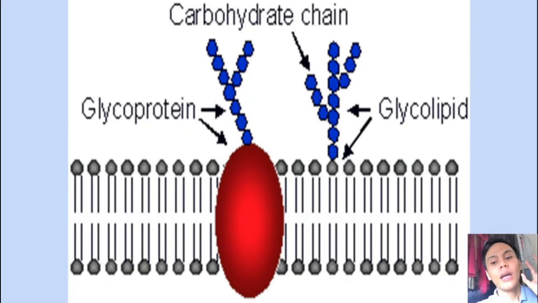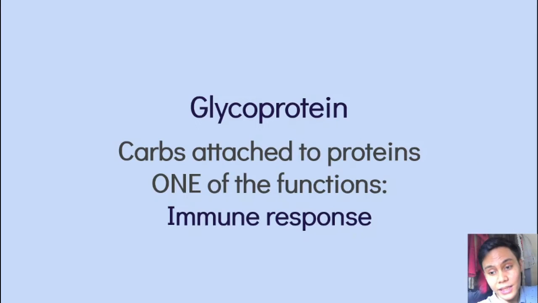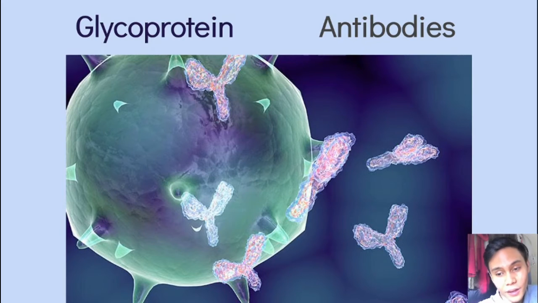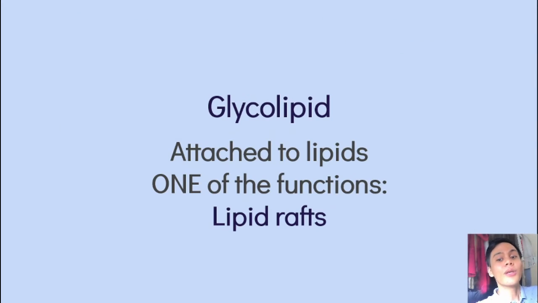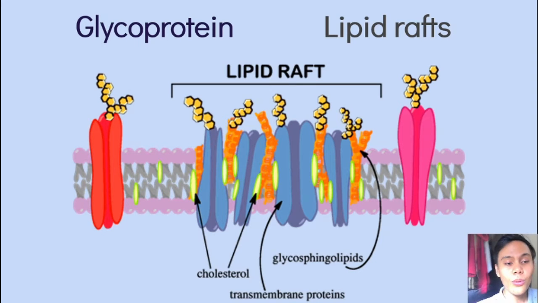Now, your carbohydrate chains can be attached to either the phospholipids themselves or on glycoproteins, so the proteins. So glycoprotein is the carbs attached to the proteins, and their functions include immune response, such as your antibodies. These are glycoproteins. Your glycolipids are attached to lipids, of course, so they float around. So one of their functions is a lipid raft. So that should say glycolipid.